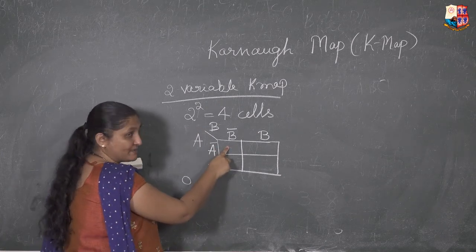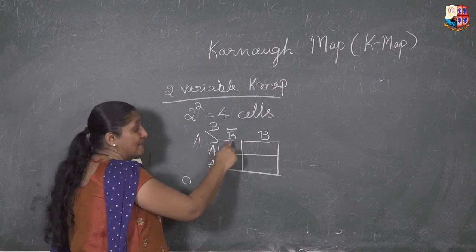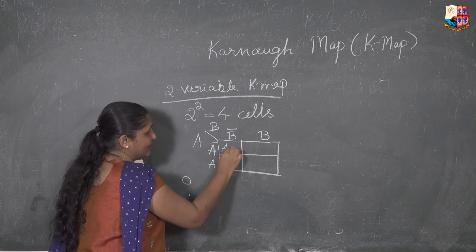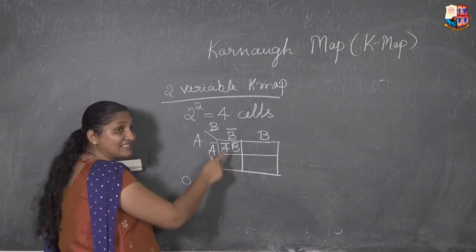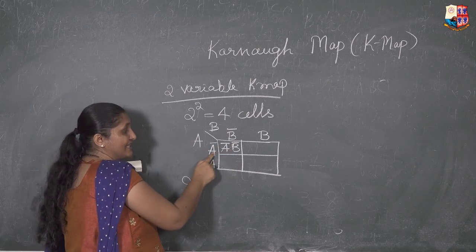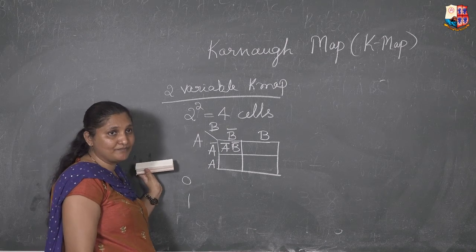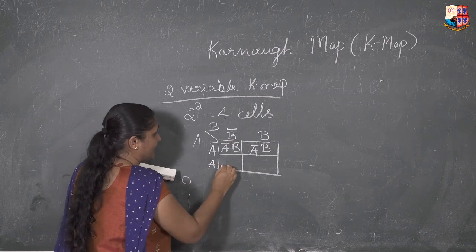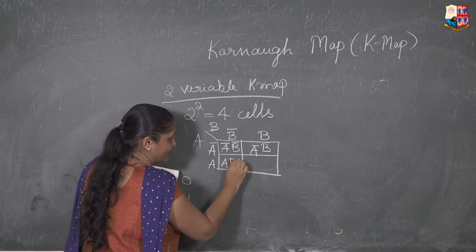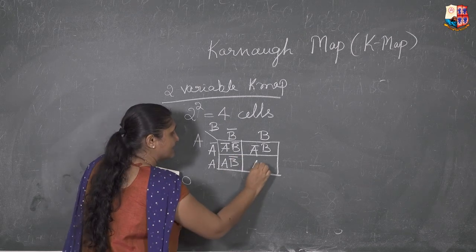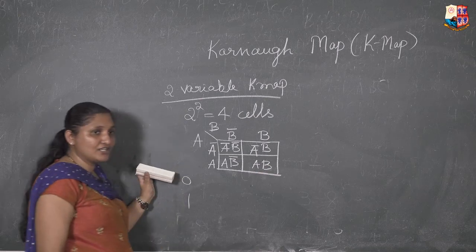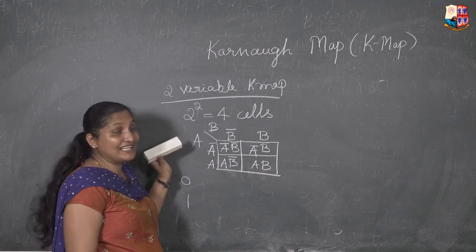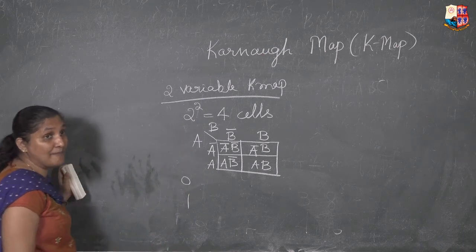Each cell corresponds to the row variable multiplied by the column variable. The first cell corresponds to the minterm A bar B bar. The second cell corresponds to A bar B. In the second row, the first cell corresponds to A B bar and the last cell corresponds to AB. So each box corresponds to one minterm. This is the case of a two variable K-map.